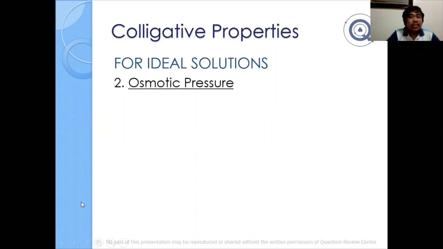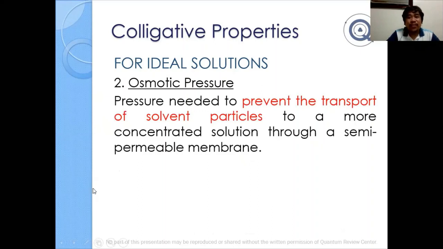Next, osmotic pressure. So this is simply the pressure needed to prevent osmosis. Okay, pressure needed to prevent osmosis. When you say osmosis, it is the transport of solvent particles to a more concentrated solution through a semi-permeable membrane. When you say semi-permeable membrane, it means that it allows, in this case, the solvent particles to go through while blocking the solute particles. Okay, so ang travel nito is from a less concentrated solution, less concentrated with solute, to a more concentrated solution with solute.